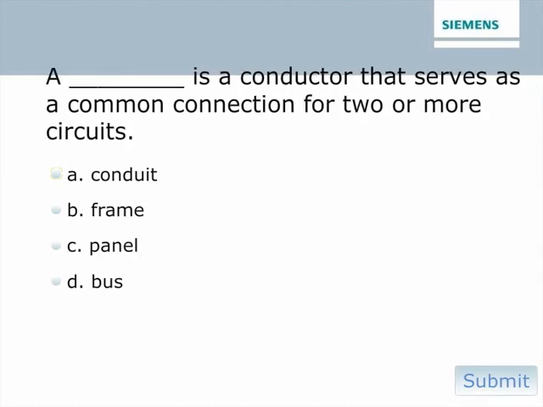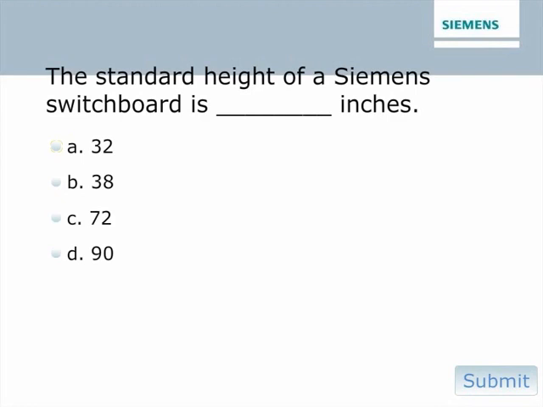Question 3. A blank is a conductor that serves as a common connection for two or more circuits. Is it A, conduit, B, frame, C, panel, or D, bus? Question 4. The standard height of a Siemens switchboard is blank inches. Is it A, 32, B, 38, C, 72, or D, 90?